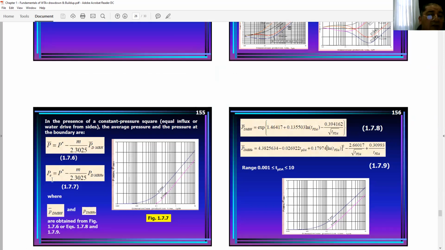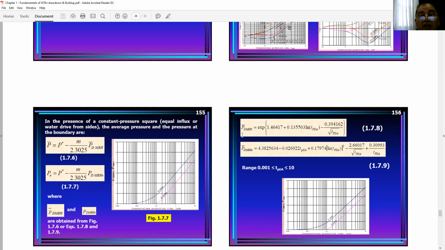Or instead of P average, you could say PE. Sometimes instead of P average, you could say PE or Pi, the initial reservoir pressure. So for this case, we're going to go with Figure 1.77. Figure 1.77 is going to give you either the PDMBH or P-dash DMBH, so either PDMBHE or P-dash DMBH. And then you can put them here.